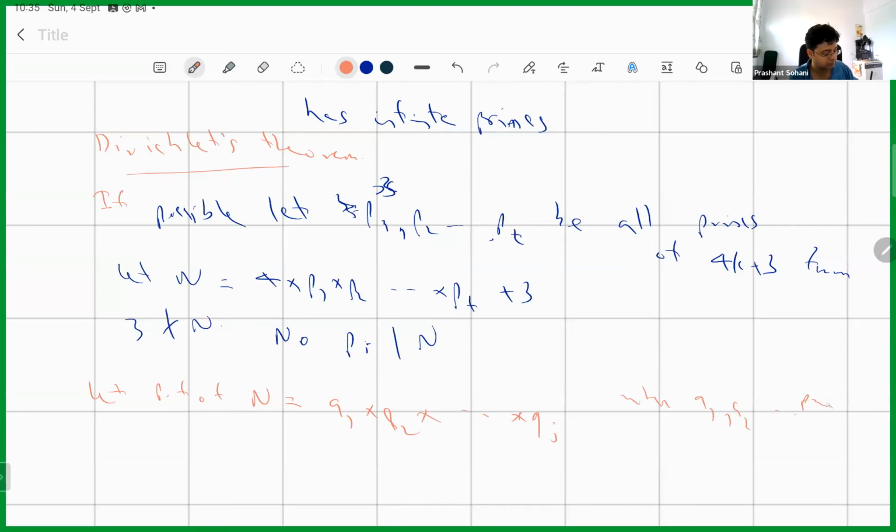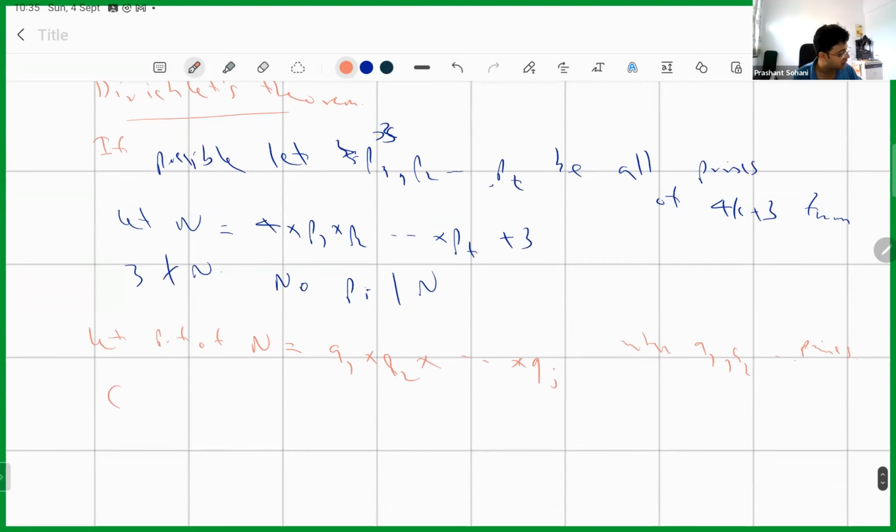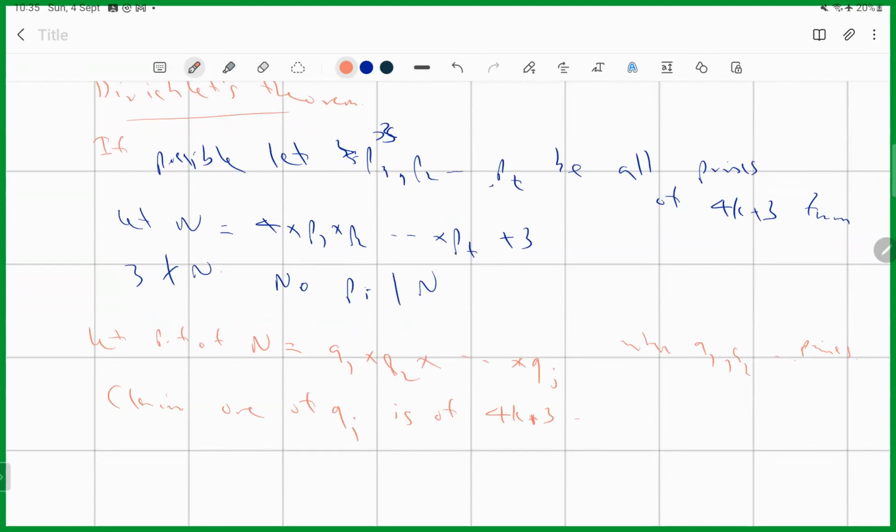Or all primes. So now the claim is that one of the qi is of the form 4k plus 3. Do you see why that is? We note that all of these are odd numbers, because n is odd. But do you see why one of them has to be of the type 4k plus 3?